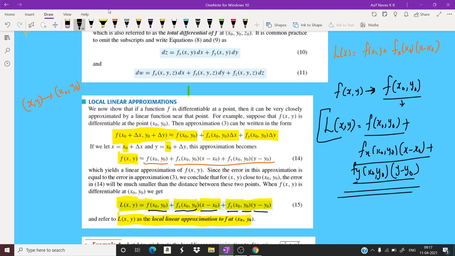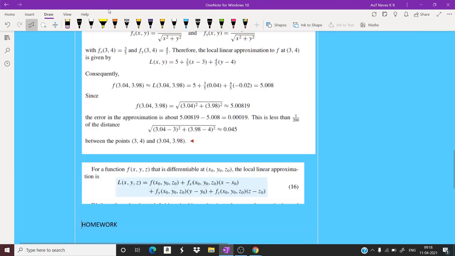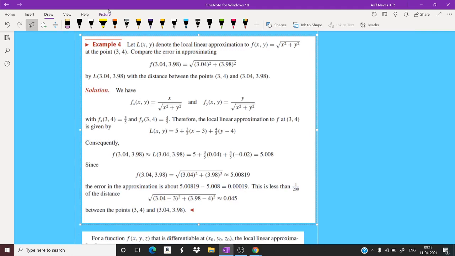There might be some error, and we will calculate the error. So what is the error? The actual value is f(x, y), and our approximated value is L(x, y). The difference of these is the error, and the percentage of error is this divided by the distance from (x, y) to (x₀, y₀). Okay, so that is the local linear approximation. The problem is very simple, so we will go to the problem.